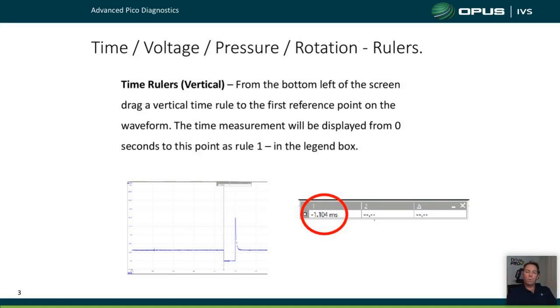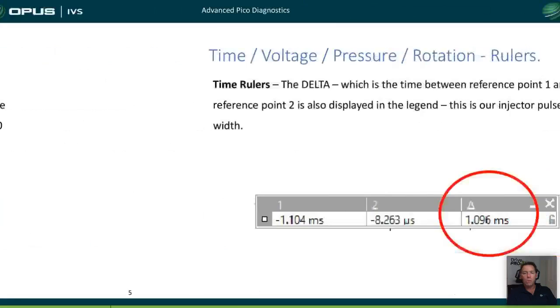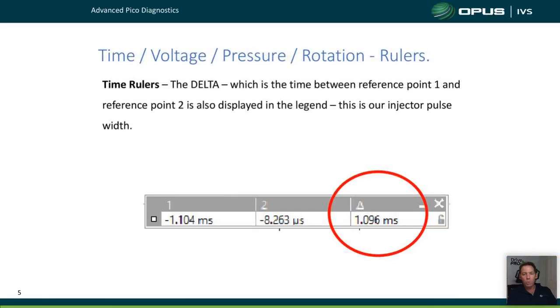So what we're looking at is that first one, and it's, like I said, that was displayed from 0 to 1 milliseconds. As we drag the second one across, we get the second measurement, and as we compare the two, we end up with the delta measurement across them, and that's what we're looking for. That's our injector pulse width. That's the demonstration we looked at there. Like I said, we can use this for a multitude of different signals.